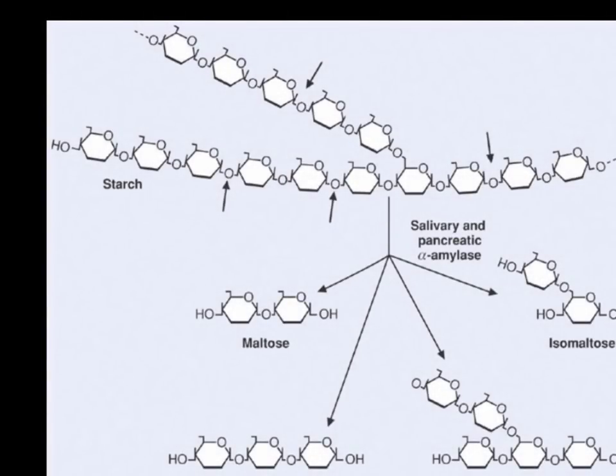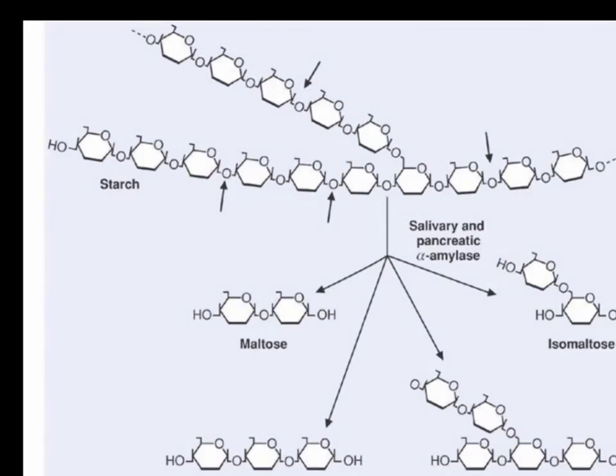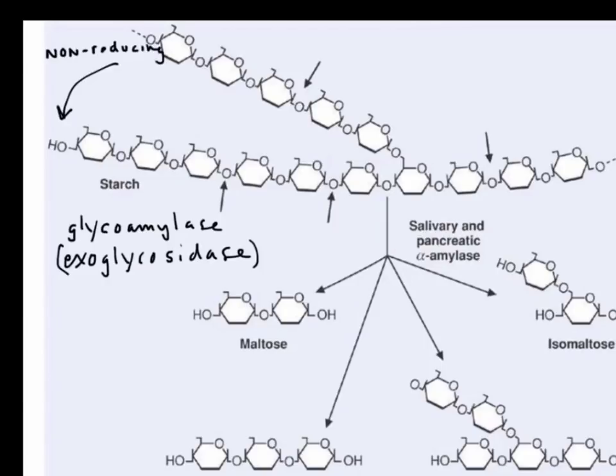Now the digestion of carbohydrates depends on enzymes that are present in the membranes of the intestinal epithelium, and this is known as the brush border membrane. The first of these enzymes is alpha-glucosidase or glucoamylase. This is an exoglycosidase since it hydrolyzes from the non-reducing end of the chain. So this enzyme will cleave the chain from the end sequentially.